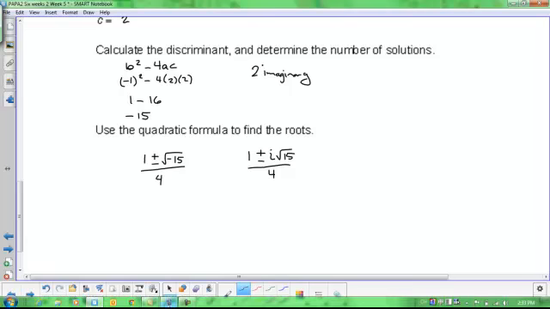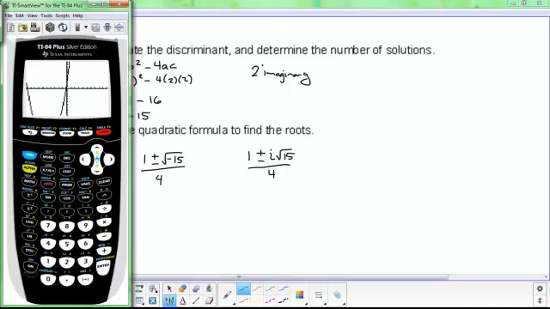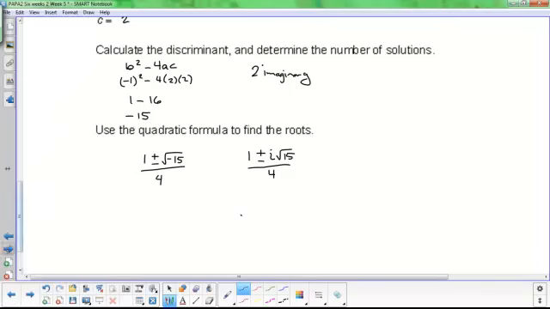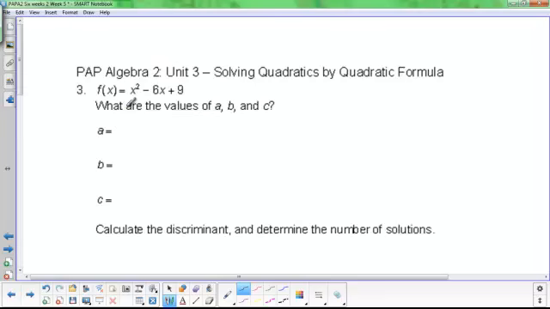Alright, back to the calculator for a screenshot. I'll switch from this one to the second one, and we'll look at the graph. You can see the parabola itself does not touch the x-axis anywhere along here, which follows that pattern of no real solutions.